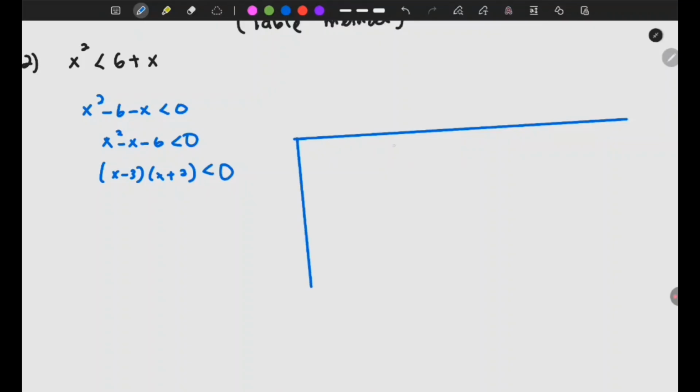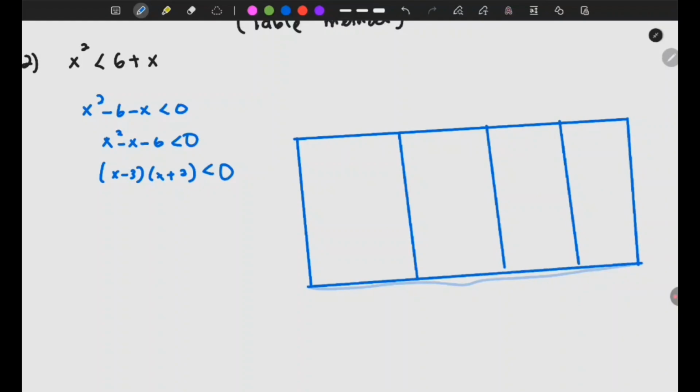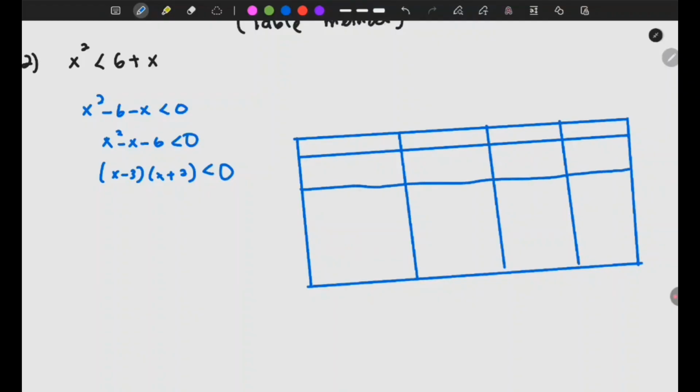Give me a moment, let me finish the table. So here will be the x values. You put the range of x, and here will be the 3 things that you will put, the factorizing one. So let's complete it.